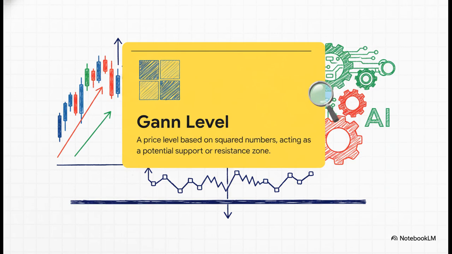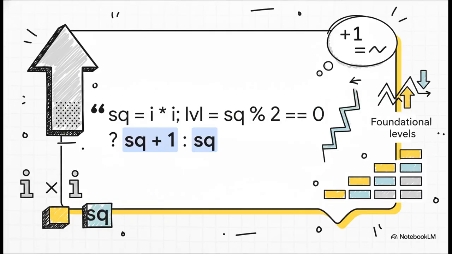Well, just think of it as a super important line on the chart that comes from a simple math formula using squared numbers. It's the indicator's main line in the sand. A trade is only even possible if the price is behaving correctly around this one level. And get this, here's the code. This is the secret sauce.